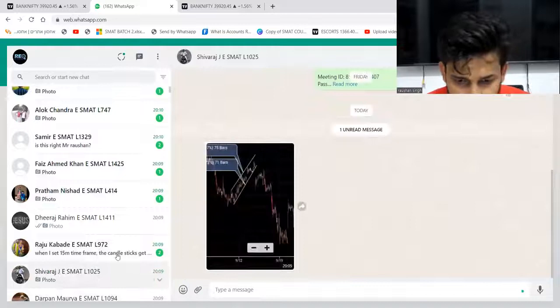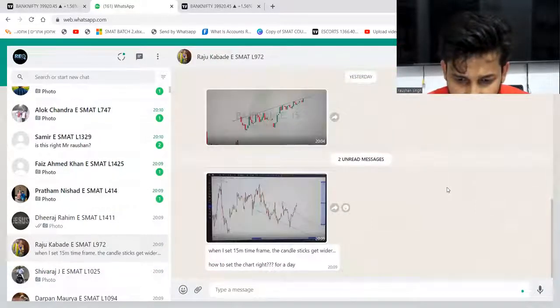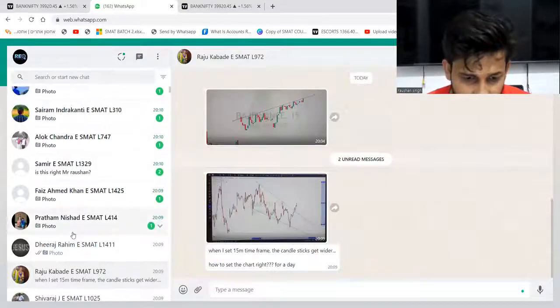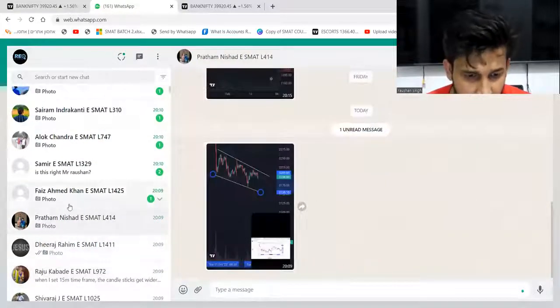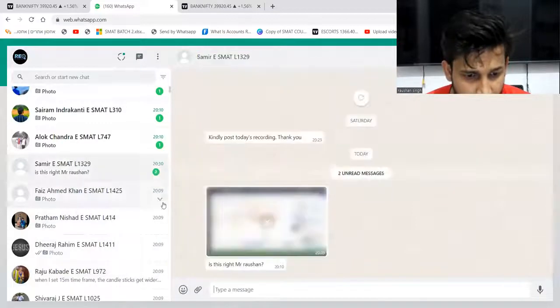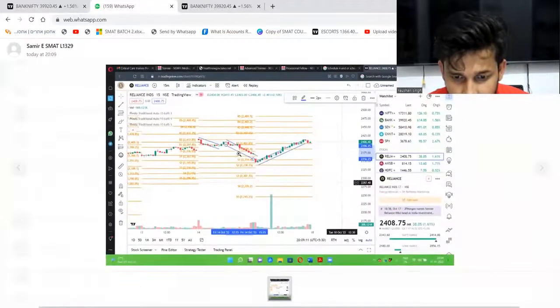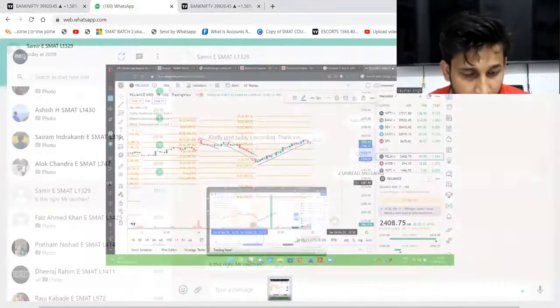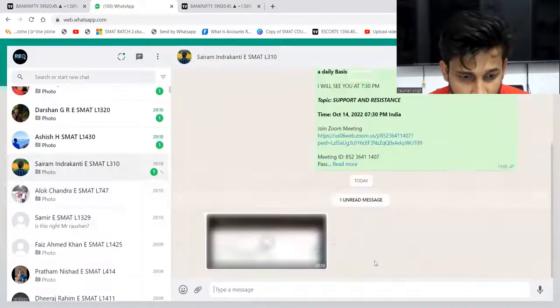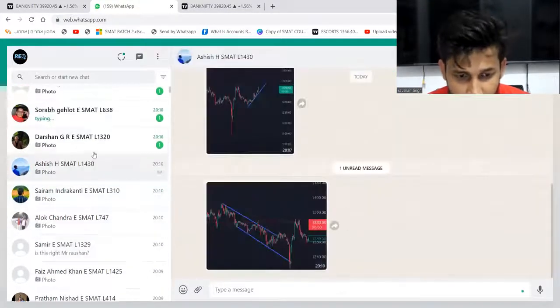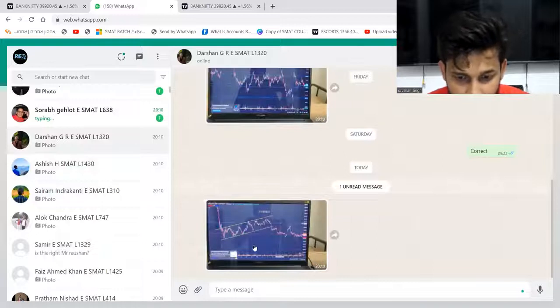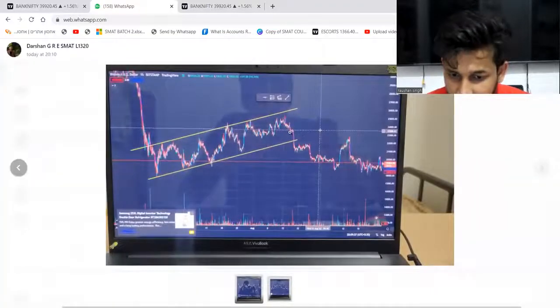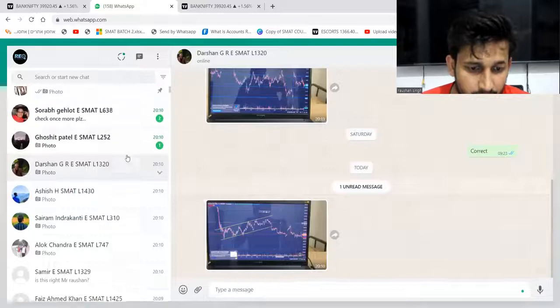Darpan, correct. Shivraj, correct. When I said 15 minutes candlesticks get wider, how to set the chart for a day. Watch the video which I had said how to use the trading view. Pratham, correct. Faz, correct. Is this right, Mr. Roshan? Correct. Samir, Alok, correct. Sairam, correct.